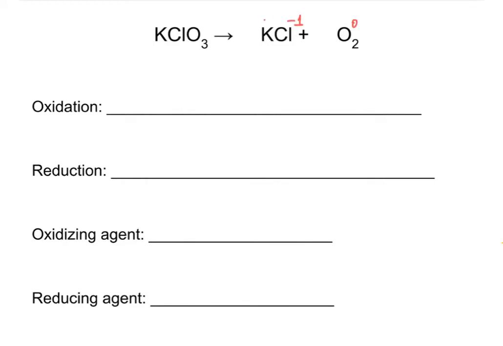I will start this process by assigning oxidation state to everything that I see in this reaction. Okay, with these oxidation states, I can see that my oxygen has been oxidized and chlorine has been reduced. Potassium doesn't have any change in the oxidation states, so it will not be part of oxidation or reduction. It is a spectator ion.